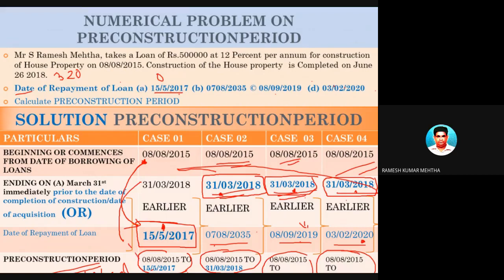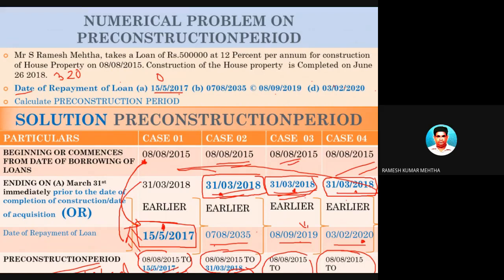For example, in the first case, it is found that during this period, 8th August 2015 to 15th May 2017, the owner has paid 4 lakh rupees as interest. So 4 lakhs divided by 5 is equal to 80,000. So 80,000 per installment, and similarly for 5 installments. And these installments of interest which are not claimed earlier can be allowed as a deduction in the starting year in which the house property has come into existence.